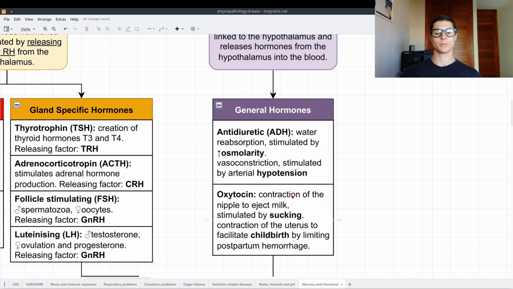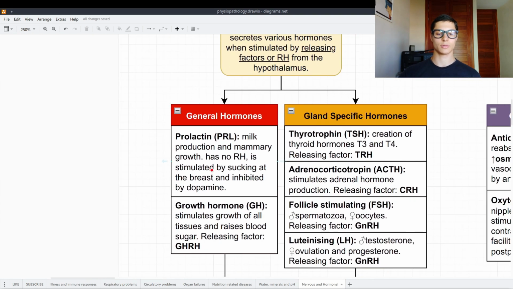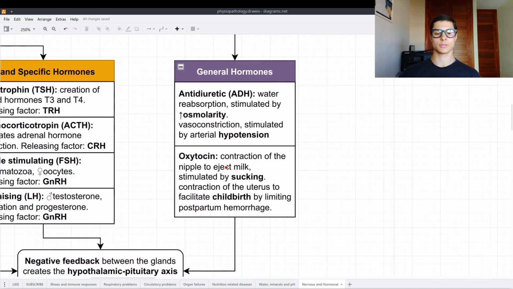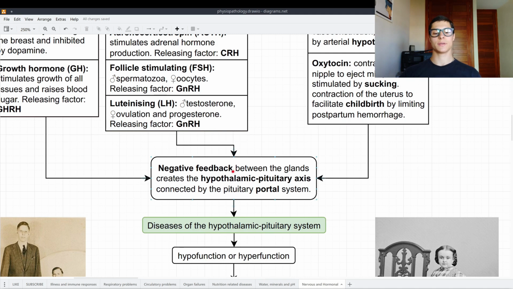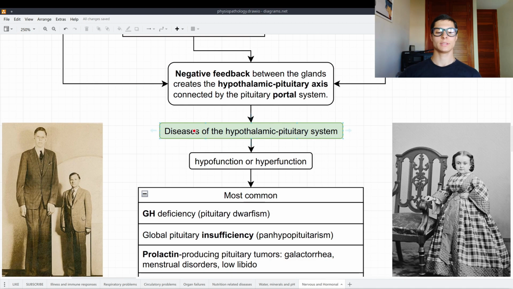Oxytocin is used for the contraction of the nipple to eject the milk, so the prolactin to create the milk and the oxytocin to release it. And it is stimulated again by sucking. It is also involved in the contraction of the uterus to facilitate the childbirth. All these hormones have negative feedback between the glands and they create the hypothalamic pituitary axis connected by the pituitary portal system. Very important.